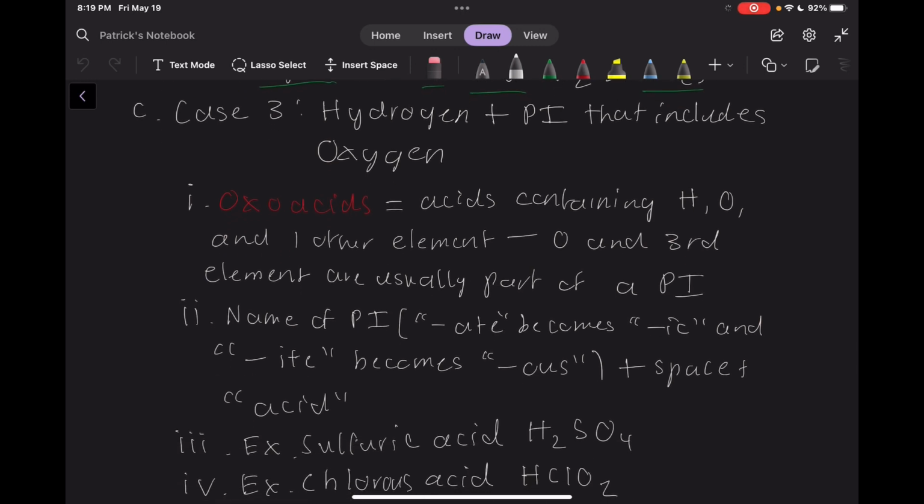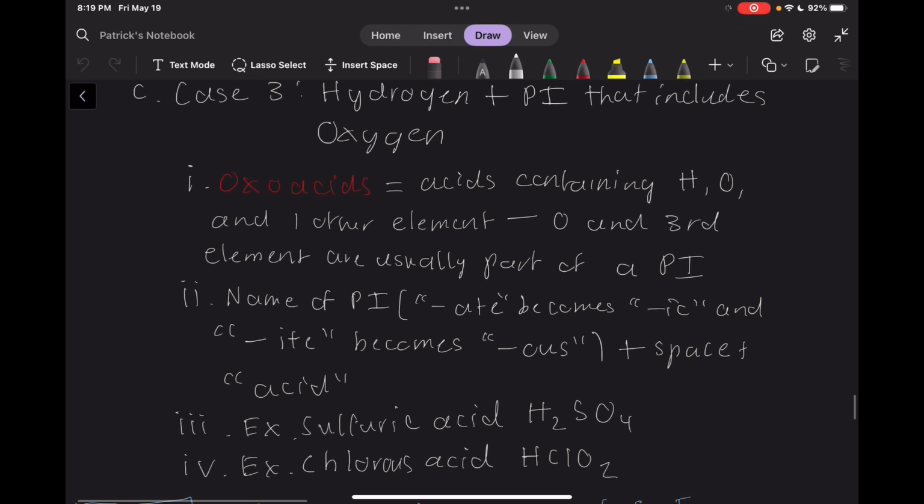Case 3 involves compounds that combine hydrogen with a polyatomic ion that includes oxygen. These compounds are called oxoacids, and they are the second group of acids we're discussing today. They contain hydrogen, oxygen, and one other element. Oxygen and the other element are usually part of a polyatomic ion.